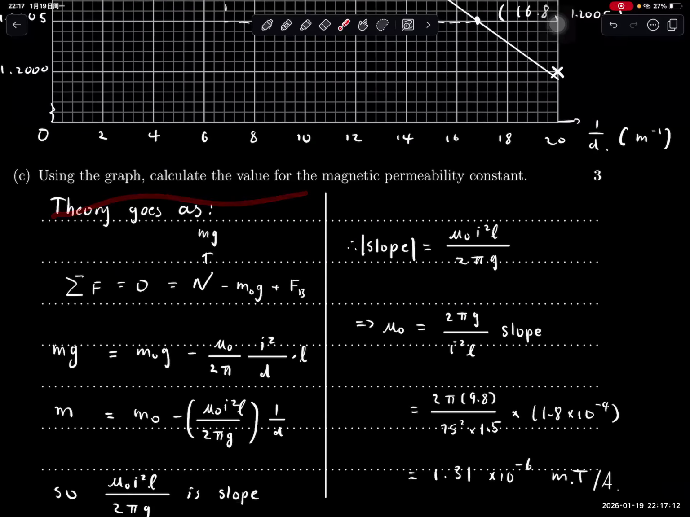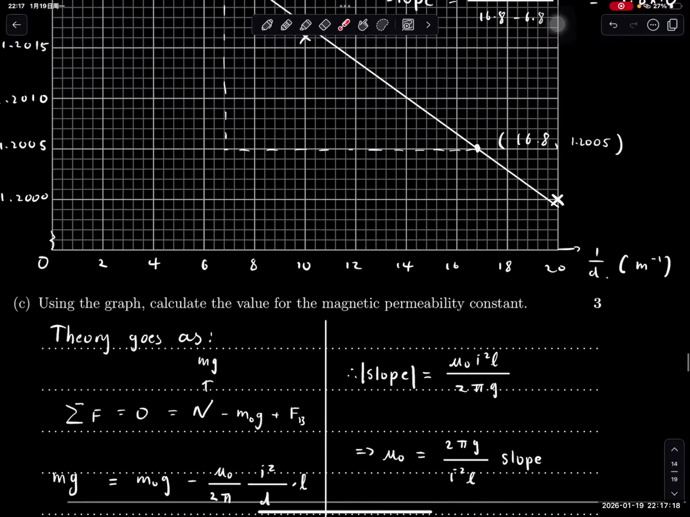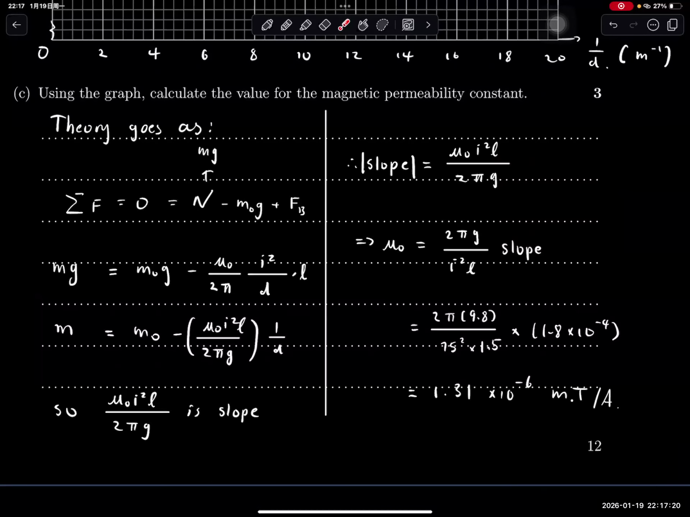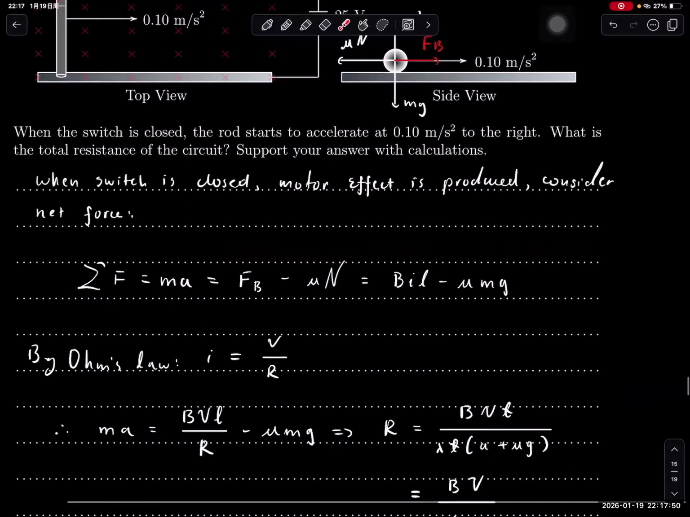Question C says, using the graph, calculate the value of the magnetic permeability constant. So we're calculating mu. Knowing that our theoretical equation is right here, this will be our slope. So the slope will be that, rearranged for mu naught to get your final answer. This question is a bit challenging, so if you didn't get it at first, that's fine. Watch this video, and if you understand it after this video, you should try this question yourself again, maybe tomorrow, a day after. And if you still feel confused, let me know in class. I'll explain in class and make sure I understand why you're confused.